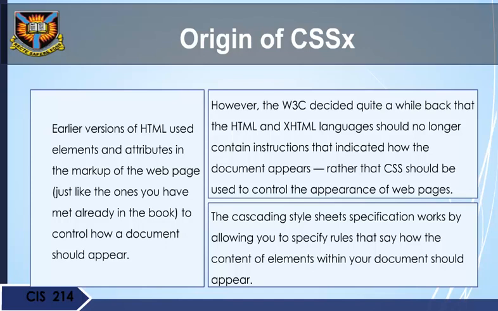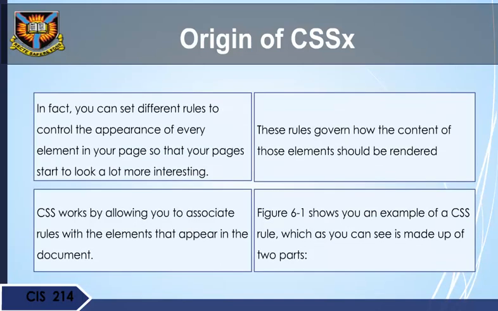The Cascading Style Sheet specification works by allowing you to specify rules that say how the content of elements within your document should appear. In fact, you can set different rules to control the appearance of every element in your page so that your pages start to look a lot more interesting. CSS works by allowing you to associate rules with the elements that appear in the document. These rules govern how the content of those elements should be rendered.